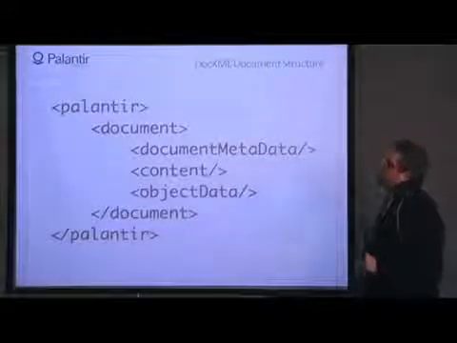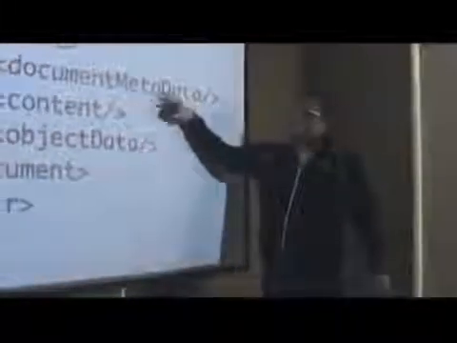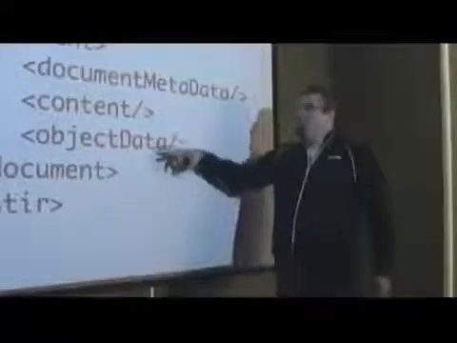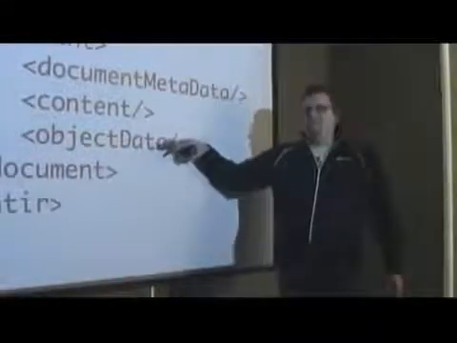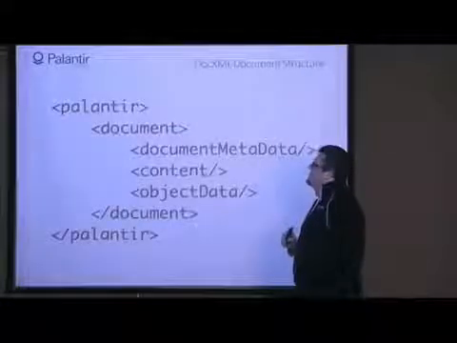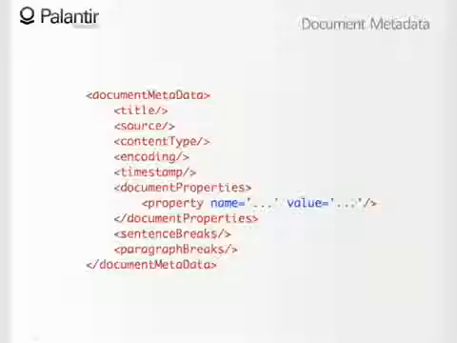Just like with PXML, we start with a Palantir element. Inside of it, we have a document element. And then we have these 3 sections, which is document metadata, information about the document itself, the content of the document, the original, followed by 1 or more object data sections that correspond to each entity extractor used on this document.